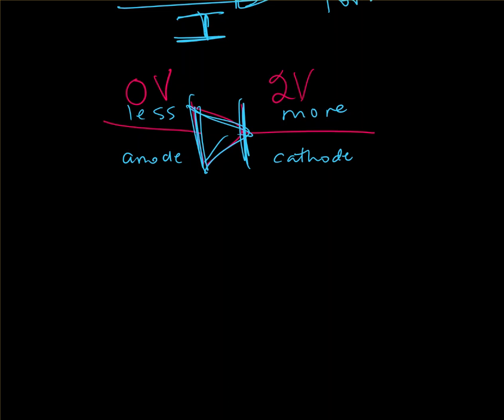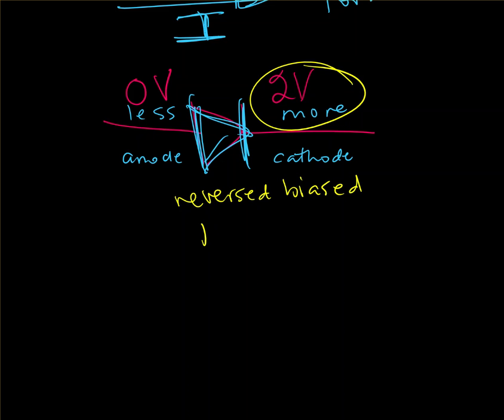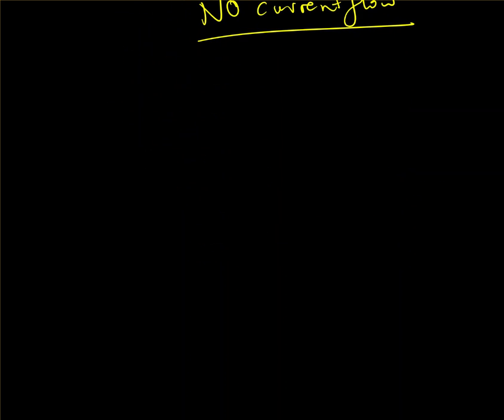So in this case, we have more on the cathode side. This is going to be reverse biased, and therefore no current flow. Okay, let's try another one.